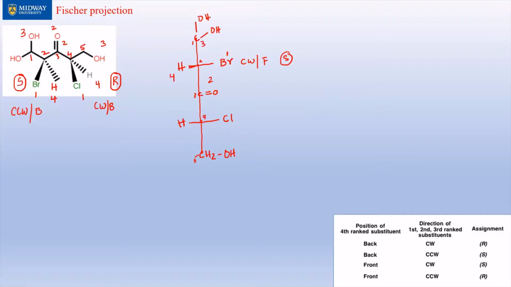Again, keep this as front. Okay, so this is 1. Clearly this is 2. This is 3, and that's 4. So that's counterclockwise and front. That's R, I think. Perfect. That means we match this S and R to this S and R. So we do not have to flip anything.